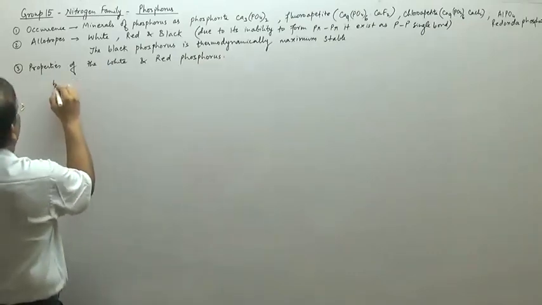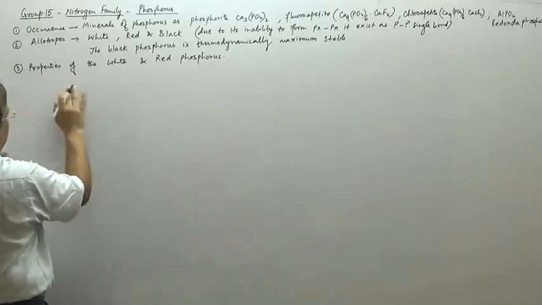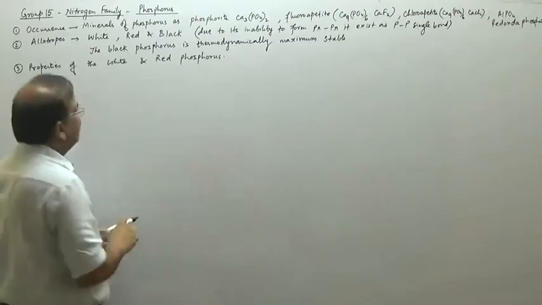If it is like this, we are going to write the white phosphorus and the red. We'll first write that. We'll make a table for that. We'll not write it in theoretical form. We'll make a table for that.